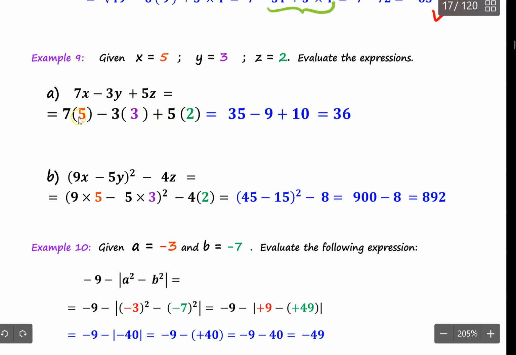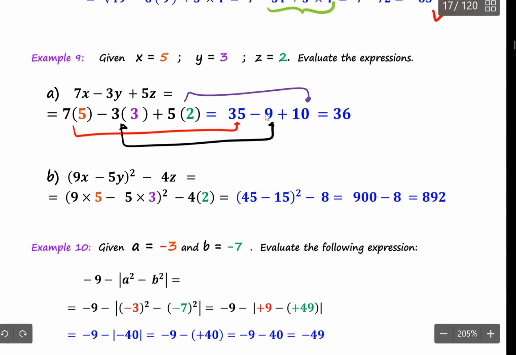So 7 times 5 will give me 35. 3 times 3 will give me 9, with the subtraction in front, so negative 9. 5 times 2 will give me positive 10. Now you see that you just have subtraction and addition in this case. Therefore, you perform the operations from left to right. So take 35 subtract 9 plus 10. The answer on your calculator should be 36.